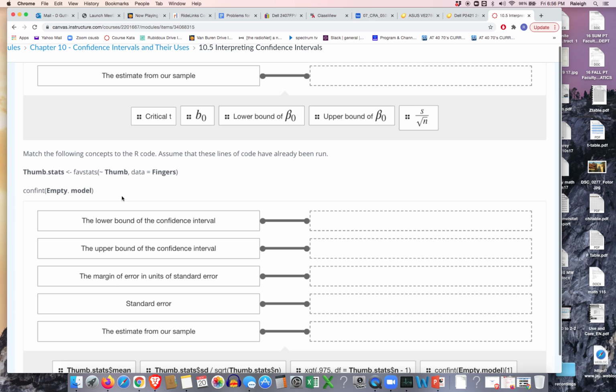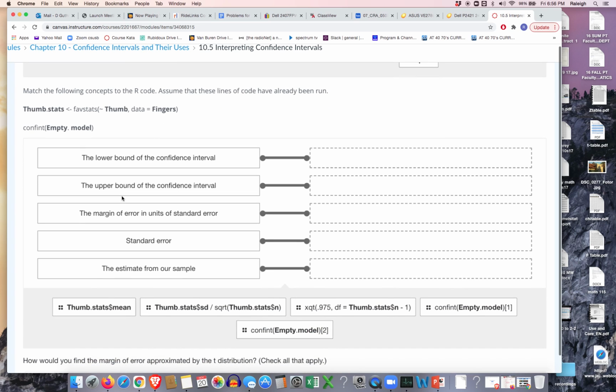So that's what we can try to get a hold of here. The lower bound would be confint of the empty model with the 1. Remember we used the 1 for the lower number and the 2 for the upper? Well, guess what? That's the 2 for the upper bound for the confidence interval. Lower bound gets the 1, and the upper one gets the 2.